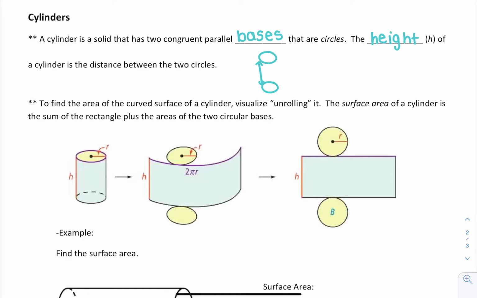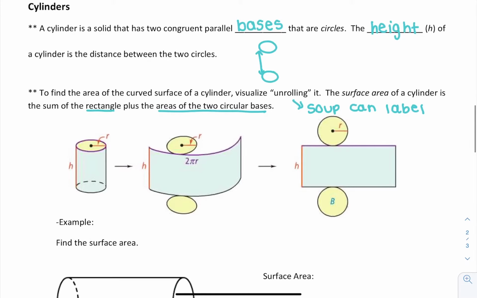To find the area of the curved surface of a cylinder, think about unrolling it. The way I think about this is a soup can label. If you were to undo the soup can label and lay it out flat, you'd see that it was a rectangle. So to find the surface area of a cylinder, you have to add together the rectangle plus the area of the two circular bases.